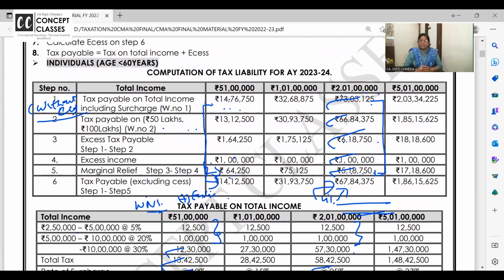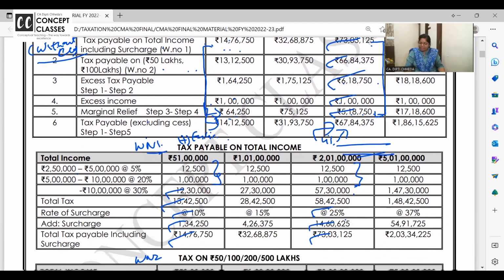Clear? So what is the learning in marginal relief? Calculate the tax on higher income. Calculate the tax on lower income. 1 minus 2 is the excess tax. Fourth step is excess income. 3 minus 4 is what relief you want. I think logically is it clear or not? And this fifth step, relief you are getting from the first step. Okay? Same for 5 crore.